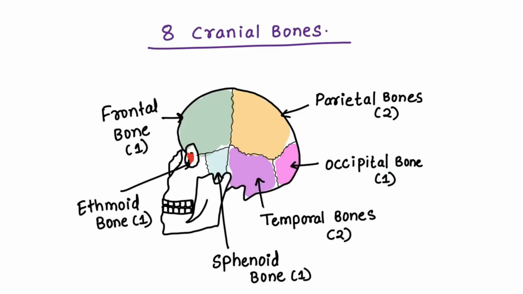Now first of all we'll see 8 cranial bones. Frontal bone, ethmoid bone, sphenoid bone, temporal bone. There are 2 temporal bones. One is on the left side, one is on the right side. Occipital bone, parietal bones. There are 2 parietal bones. One is on the left side and one is on the right side. I'll repeat again. 1 frontal bone, 1 ethmoid bone, 1 sphenoid bone, 1 occipital bone, 2 parietal bones and 2 temporal bones. So these are equal to 8 cranial bones.